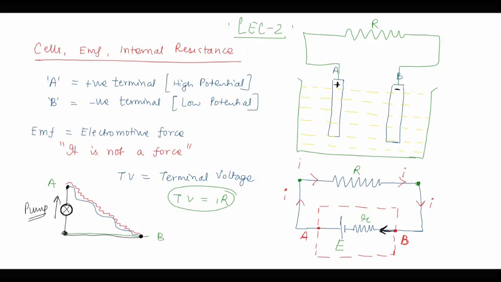There is also one more possibility to write it between A and B. That is, we write terminal voltage as EMF minus I small r, where small r is the internal resistance of the battery. So let us understand the concept of internal resistance.